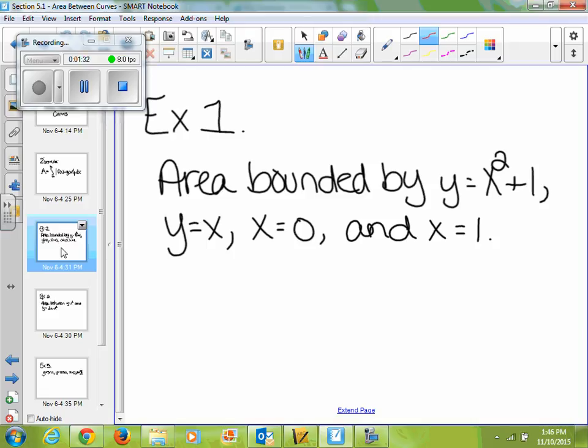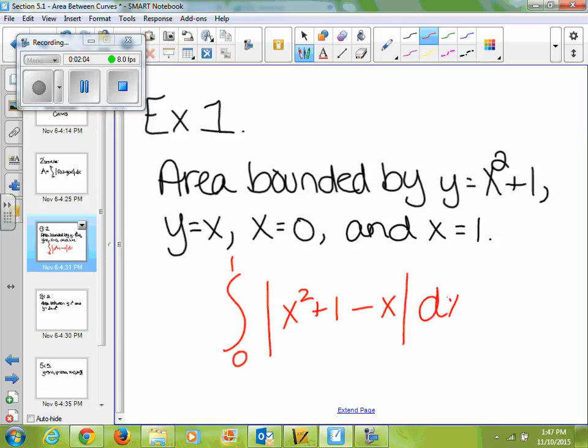So if I look at example 1, I want to find the area bounded by y equals x squared plus 1 and y equals x from 0 to 1. Okay, so that tells me that I'm taking the integral from 0 to 1. My f of x is x squared plus 1, so I'm going to take the absolute value of x squared plus 1 minus my second function, which is x, dx.